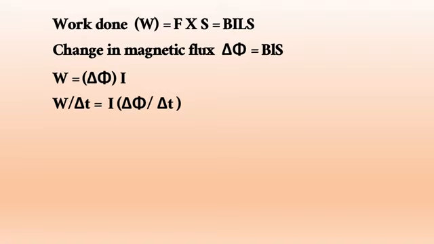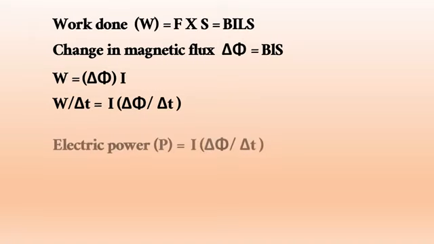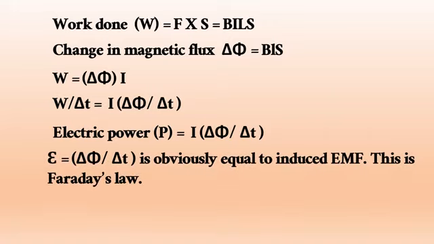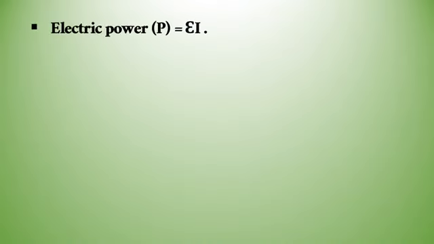W by delta t is nothing but electric power. So, electric power P is equal to I into delta phi by delta t. Electric power is the product of current and EMF or voltage. Epsilon is equal to delta phi by delta t, which is obviously equal to the induced EMF. This is Faraday's law. So, electric power P is equal to epsilon into I.